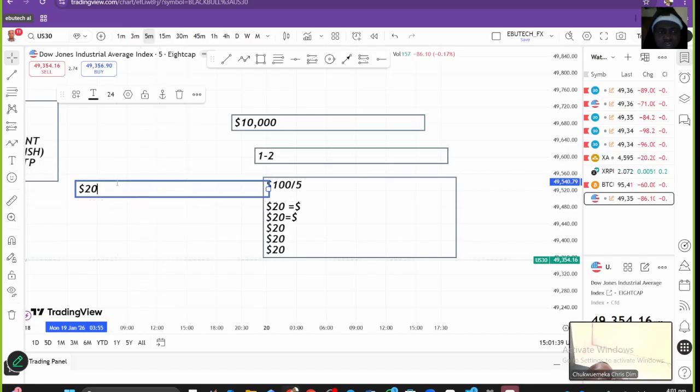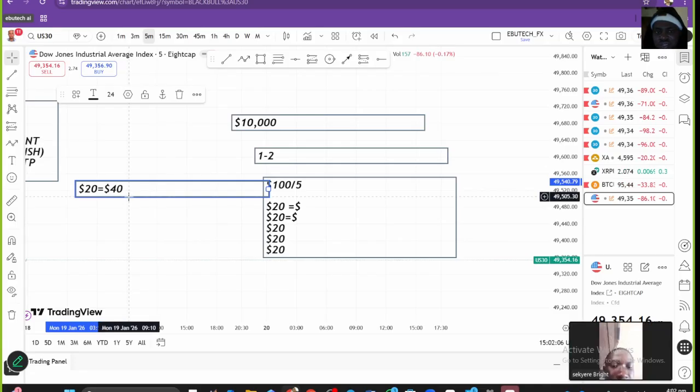For instance, if we risk $20, that's why we say 1:2, because maybe some people don't understand what I mean by 1:2. If you are risking $20 on a trade, you are making an extra $40. Understood? If you are risking $20 per trade, you are making $40.